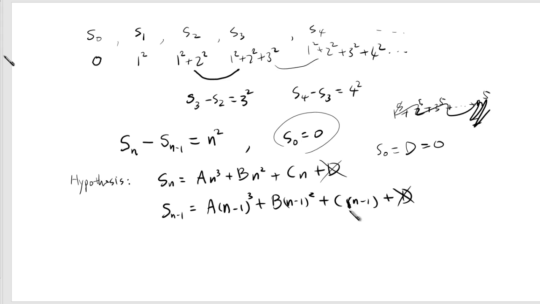And the end result is easy. Now all you have to do is replace Sn by this, replace Sn minus 1 by this, subtract them, and see what a, b, c values are needed in order to get n squared.